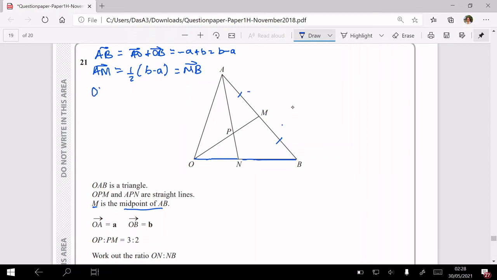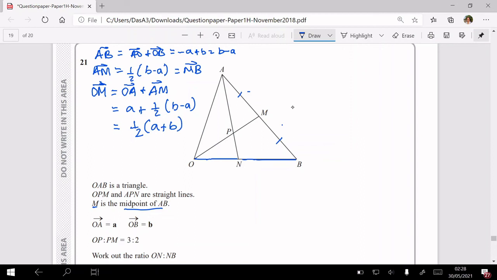Then we are trying to figure out what OM is. So OM is equal to OA plus AM, which is equal to a plus half (b minus a), which simplifies. If you simplify it out, you should get half (a plus b).